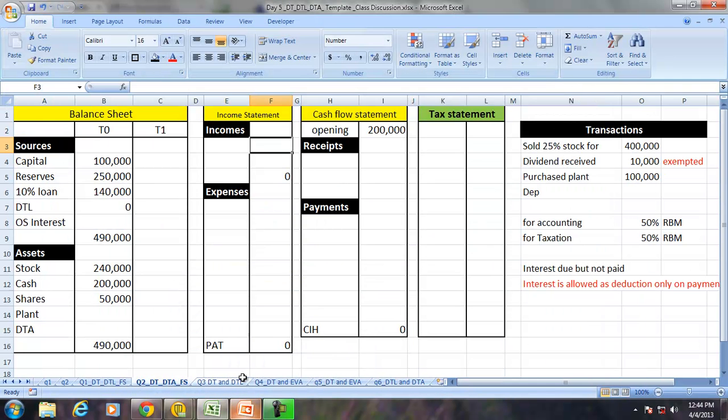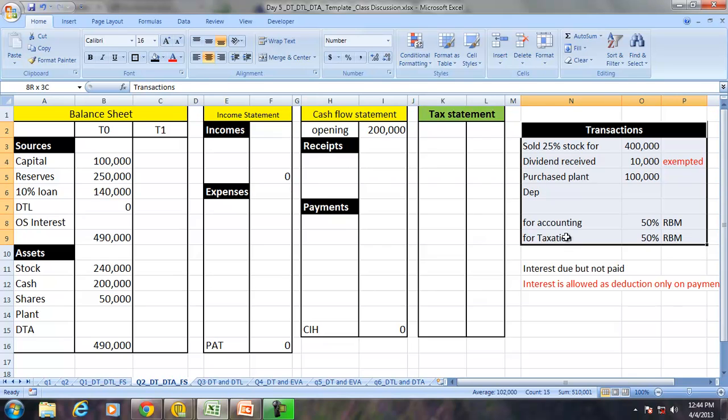We'll continue our discussion on the deferred tax effect on the financial statements. So the opening balance sheet is given and certain transactions are given.